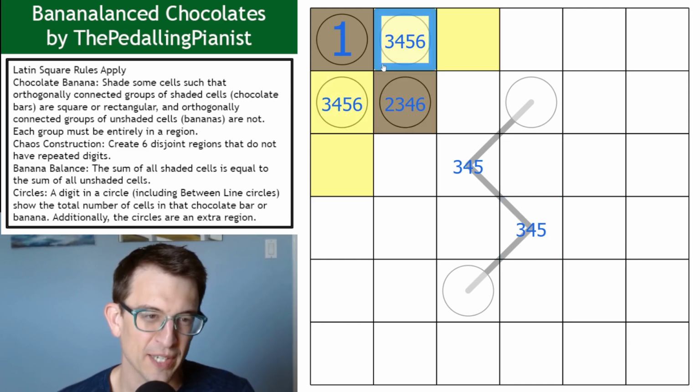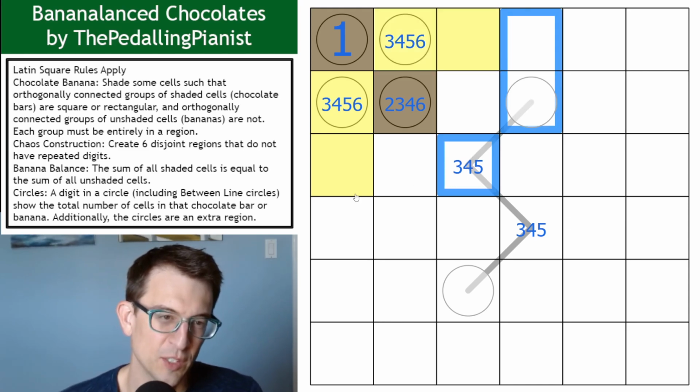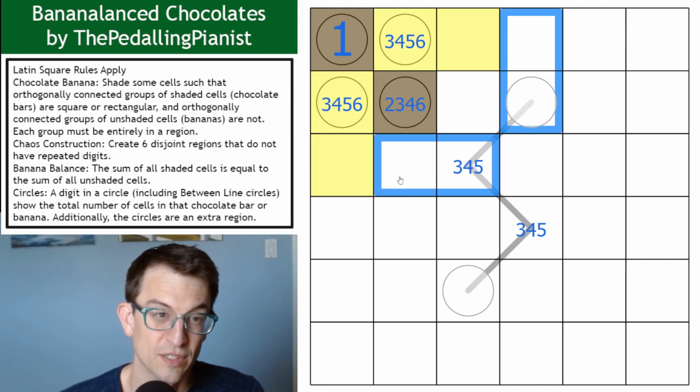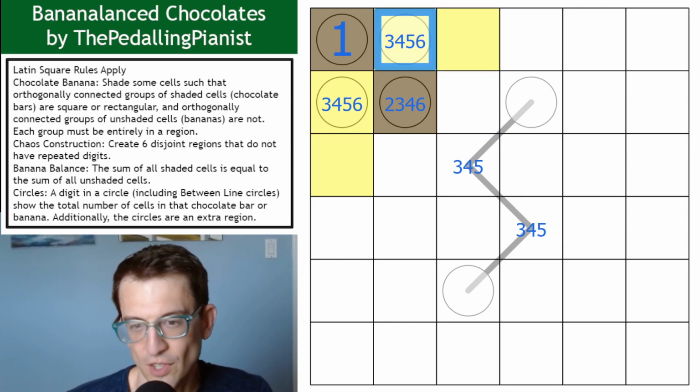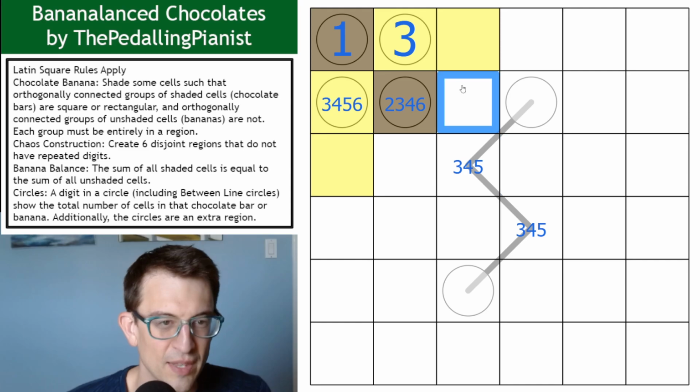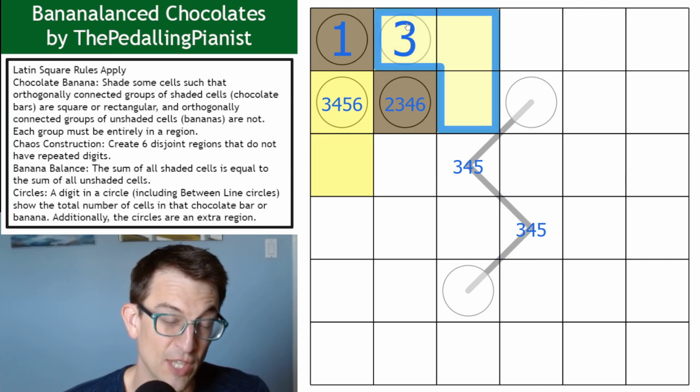Maybe I can rule 3 out of these. Like if this is a 3, it has to do that. Is that a problem? These become chocolate. This becomes chocolate. This becomes chocolate. Actually, yeah, no, that does break immediately. So if this is a 3, then this has to be banana, and that's the whole banana.